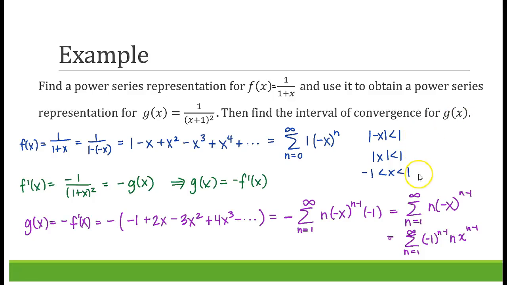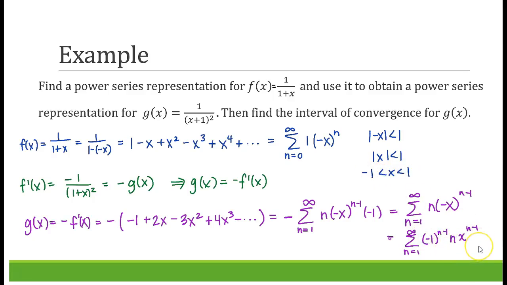Now we know that the radius of convergence will be the same as the one for f of x because of how we obtained it by doing that differentiation. So the radius of convergence will be 1, but we just need to check the endpoints. So it's either exactly like this, -1 is less than x is less than 1, or we could potentially have equal signs here depending on what happens at -1 and 1 in this power series.